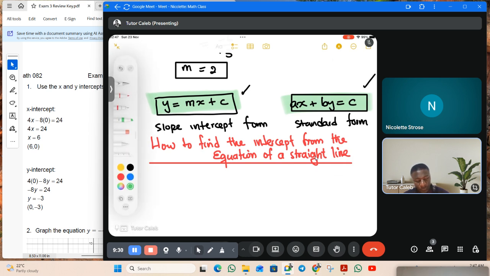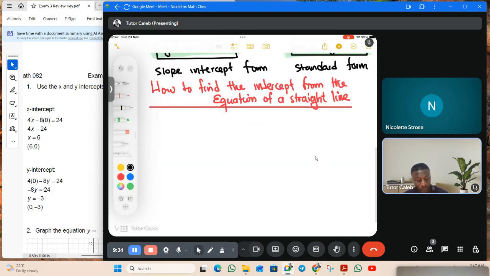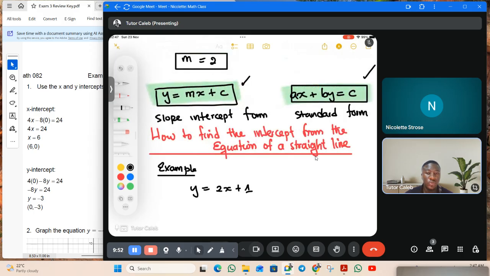So let's take an example. If they give you a straight line such as this, y equals 2x plus 1. Now, if you compare this to the two equations I gave you above, you will see that it looks like the slope-intercept form, right? Okay, I have a question.